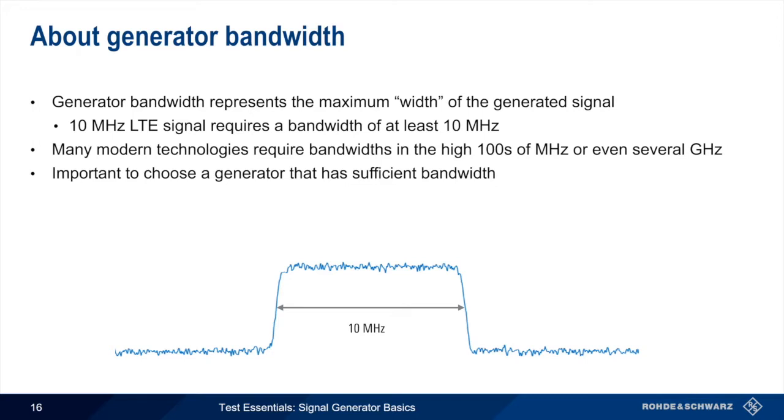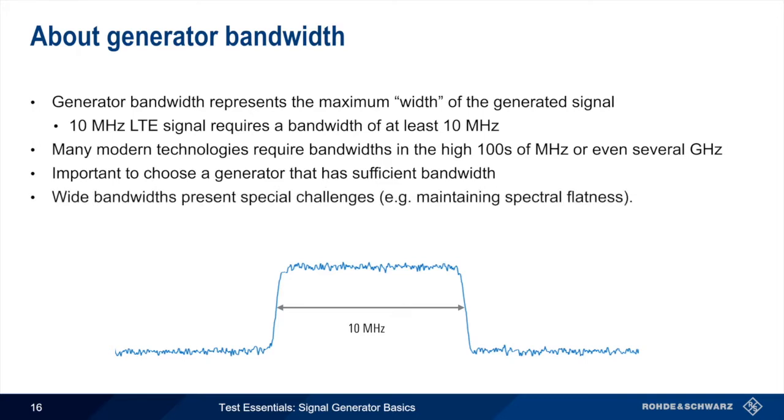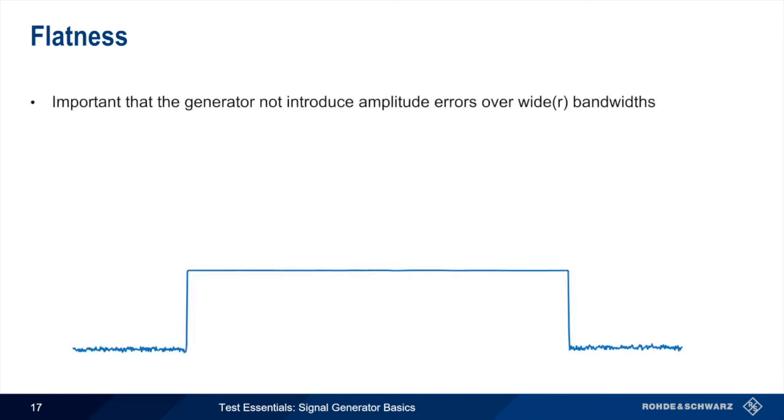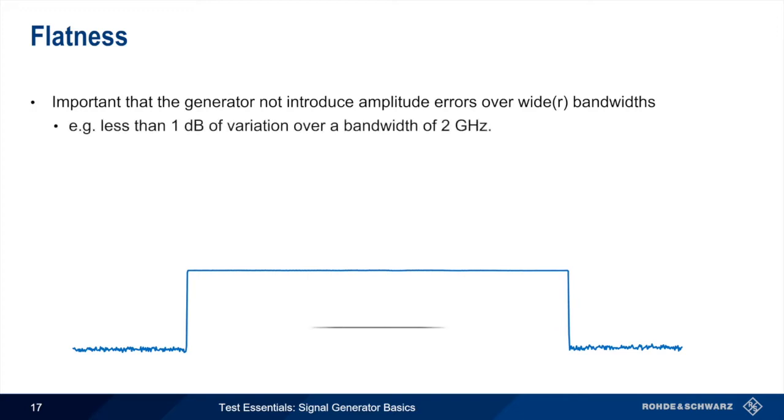A special challenge when using wider bandwidths in vector signal generation is the need to preserve spectral flatness across these very wide ranges, or when changing frequency. As signals get wider, the flatness of the signal becomes more and more important. We want to ensure that our generator isn't introducing amplitude errors at any point over a very wide frequency range. For example, making sure that our amplitude error is less than 1 dB over a bandwidth of 2 GHz.